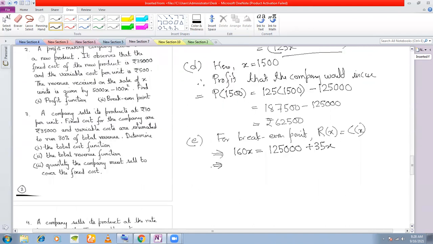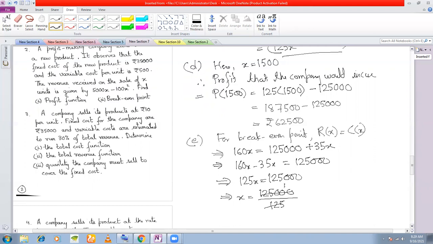That means if we solve, we will get 160x minus 35x is equal to 1,25,000. That means you get 125x is equal to 1,25,000. That means you get x is equal to 1,25,000 divided by 125. x is equal to 1,000 units.